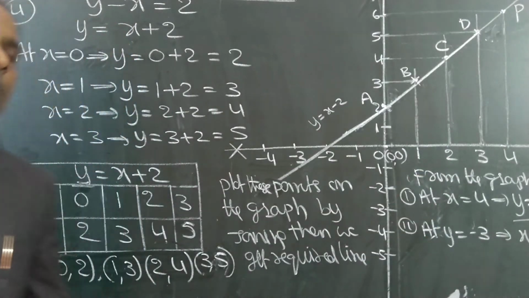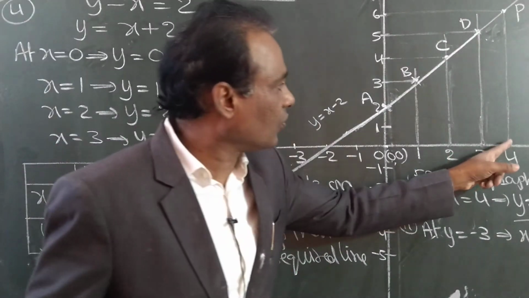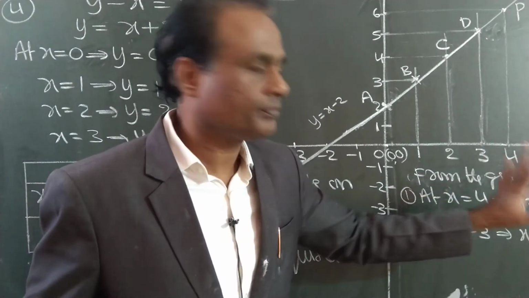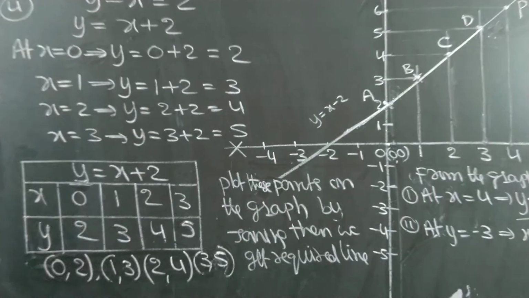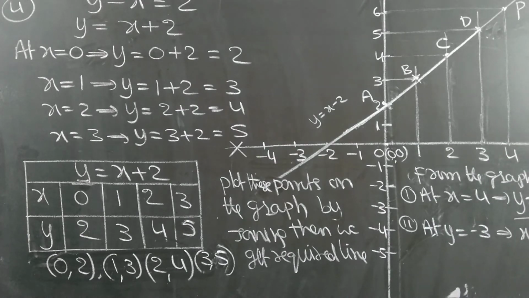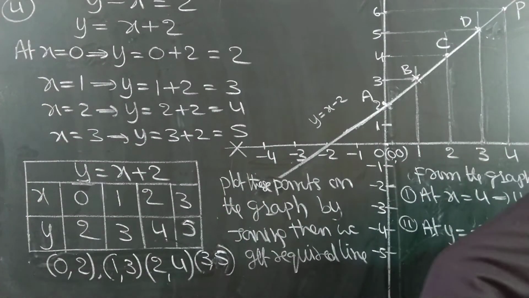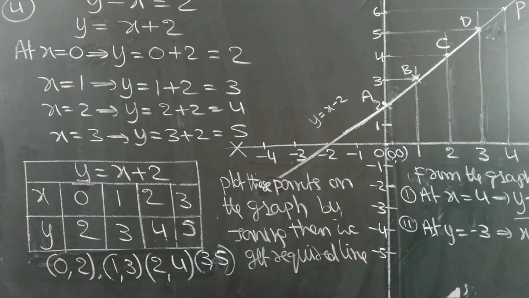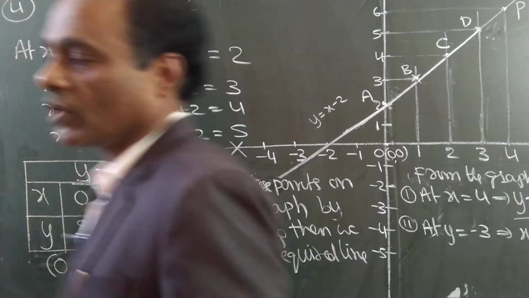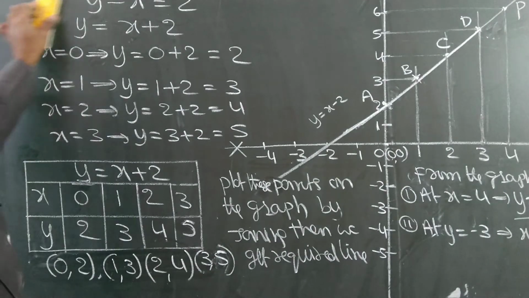Up to here you write down. Up to the first question you write down. When x is 4, y is 6. Write down. You copy this.